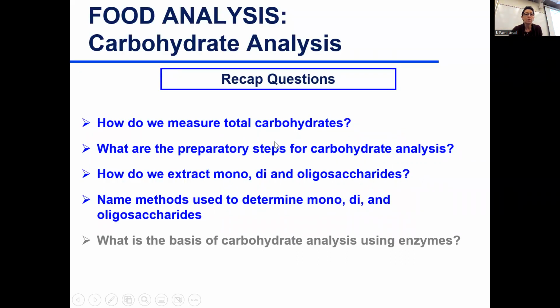Okay, here we go. Some recap questions. How do we measure total carbohydrates? Go ahead. You take the amount of everything else, and then you can find that value. Yes, we can do that. We can get the total carbohydrate by getting ash, fat, moisture, protein, and subtracting that from 100.